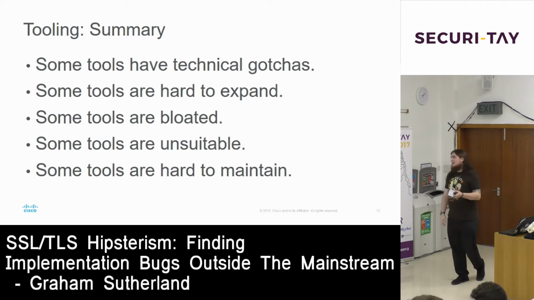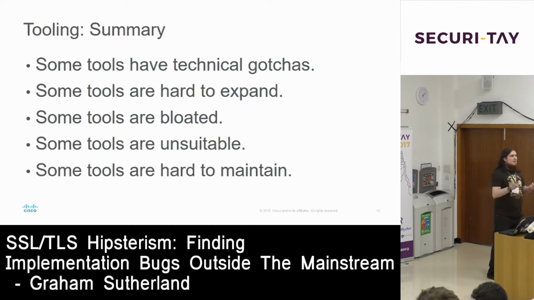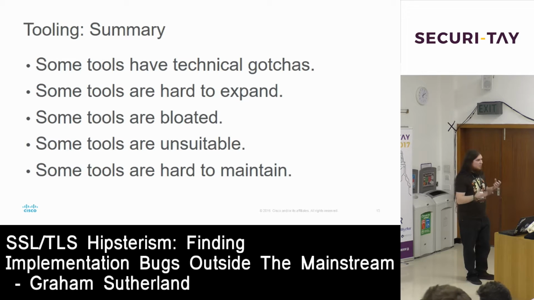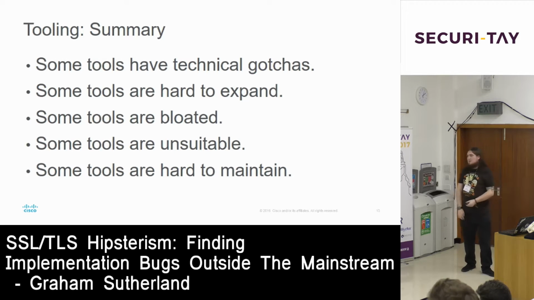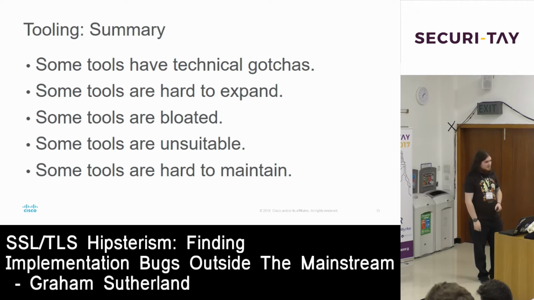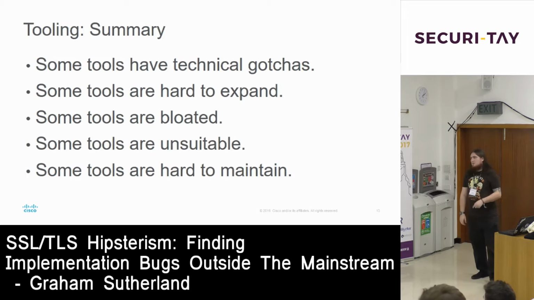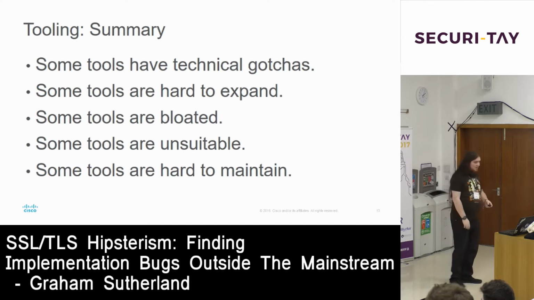So the summary is some tools have technical gotchas, like SSL scan, it can just silently not do things that you were expecting it to do. Some tools are hard to expand, so of course SSL Cipher Suite enum, it's written in a way that makes it quite specific to its original goal. It's very difficult to expand and detect other things. Some tools are bloated, in terms of this at least. Some tools are completely unsuitable, like the SSL Labs one, you can't really use it in a pen test. And some tools are hard to maintain, going back to Perl, because nobody can read Perl.